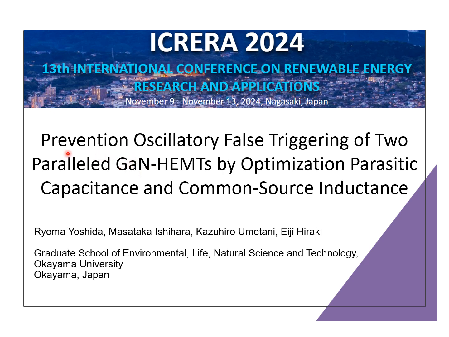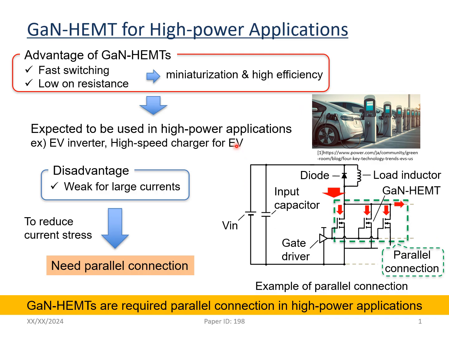Now I'll present about the prevention of oscillatory fast triggering of two parallel GaN-HEMTs. First of all, GaN-HEMTs have excellent performance such as fast switching and low resistance. Thanks to these characteristics, the circuits can achieve compact size and high efficiency. So the GaN-HEMTs are expected to be used in high power applications such as EV inverters and high-speed chargers.